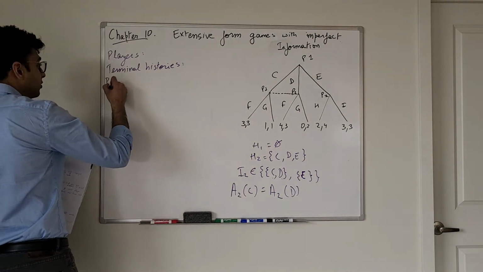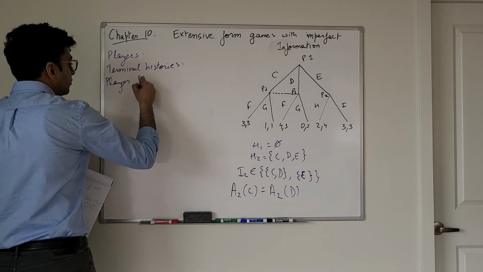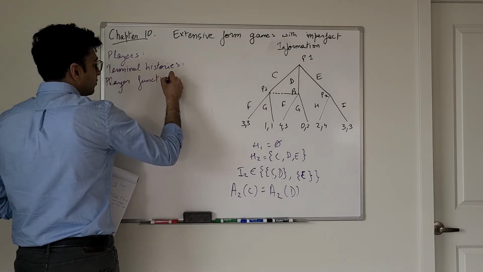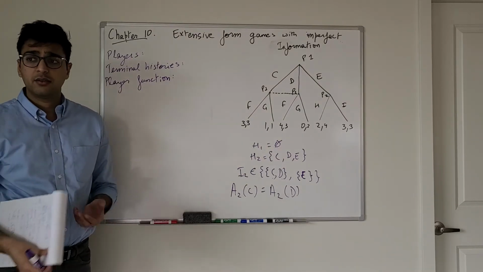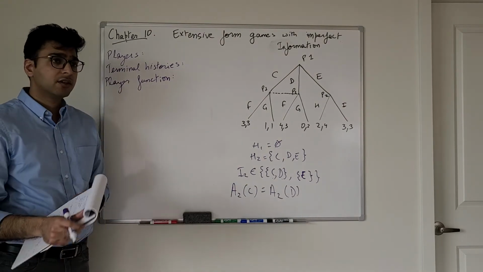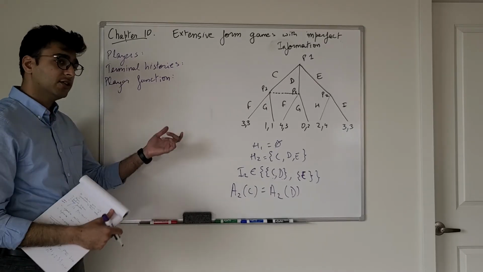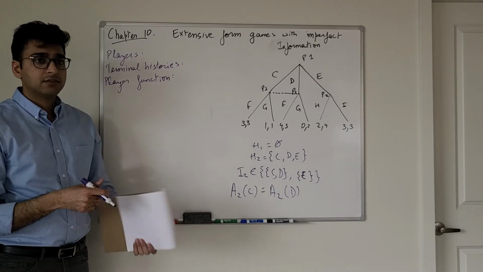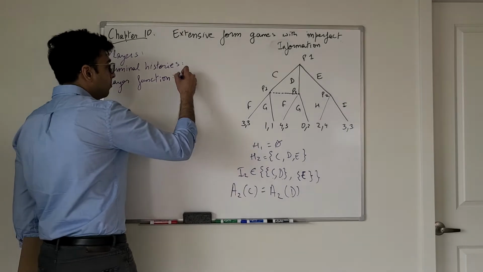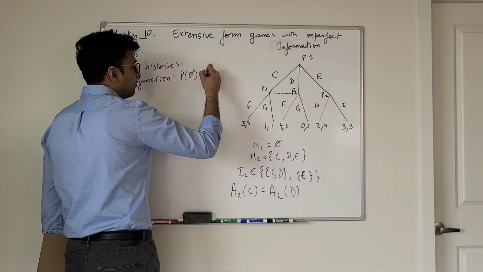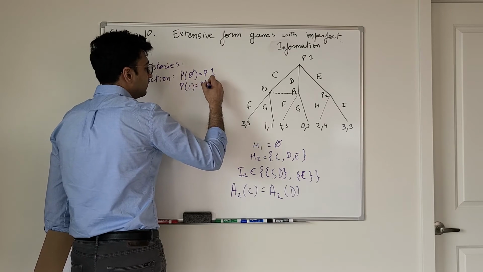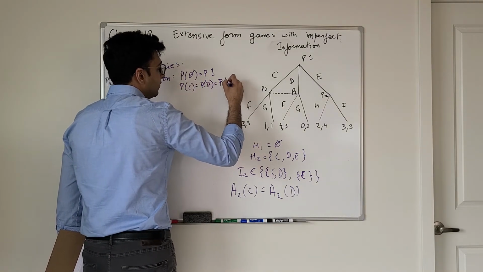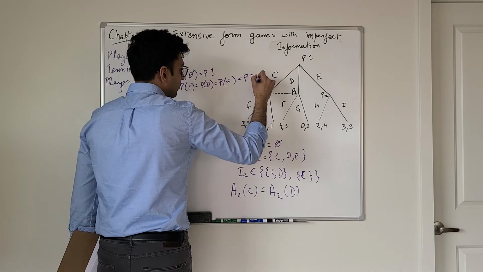Then we need a player function. The player function assigns whose turn it is to move after each history. So it takes as an input the history and tells you whose turn it is to move. So P of the empty history here is player 1, P of C equals P of D equals P of E equals player 2.